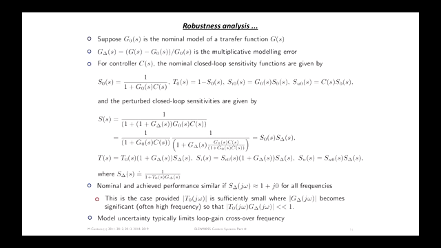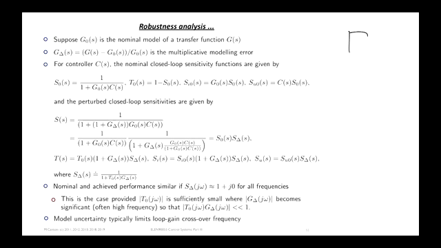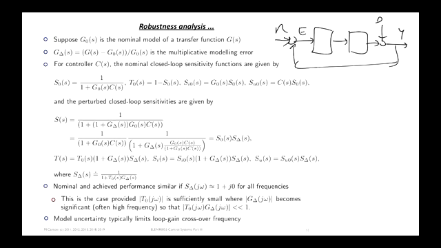All right? So let's look at it from the perspective of the output sensitivity function. And remember that the output sensitivity function is telling you how sensitive the output signal is to a disturbance at the plant output. It's also telling you how sensitive the error signal is to the reference. Okay, so the transfer function from here to here and the transfer function from here to here are the same. They're given by S0. Okay, so let's say S0 is the nominal output sensitivity function.